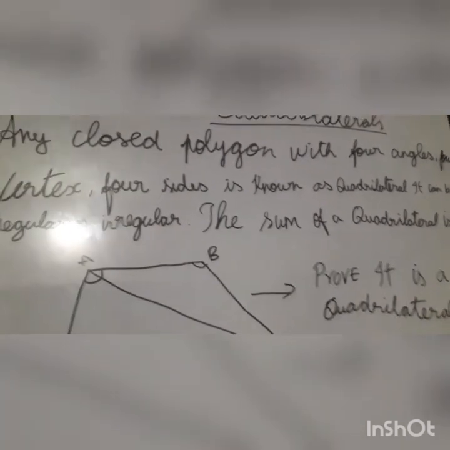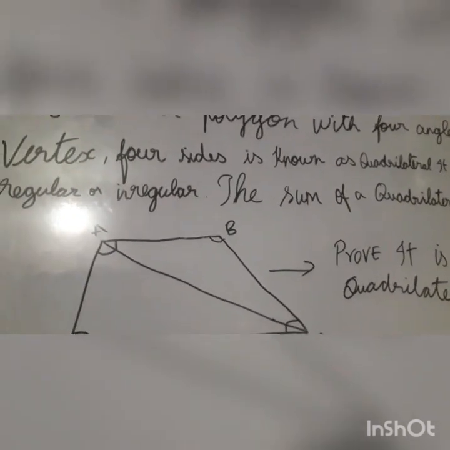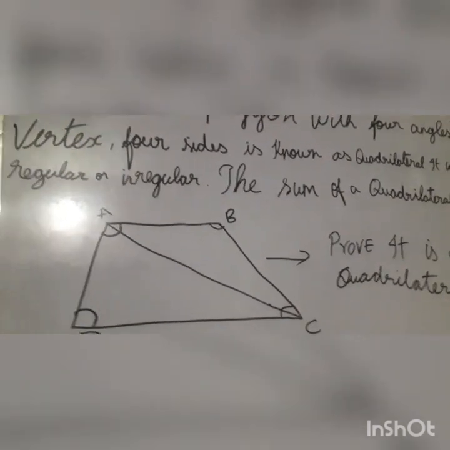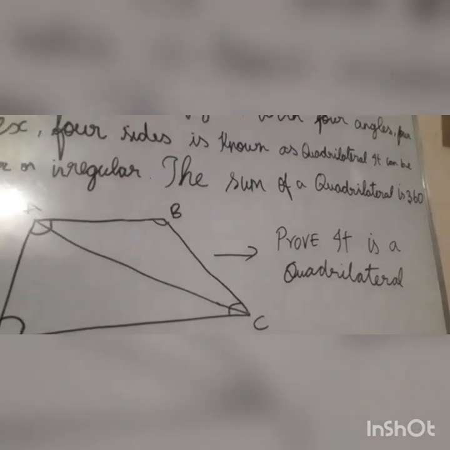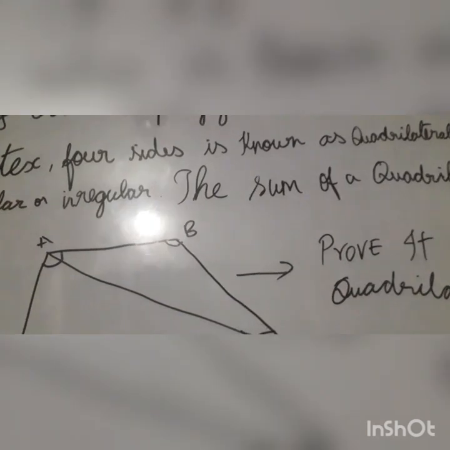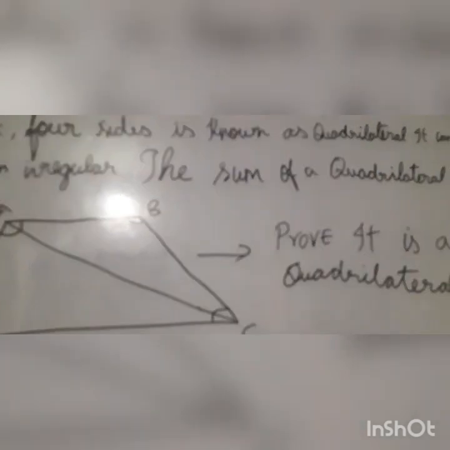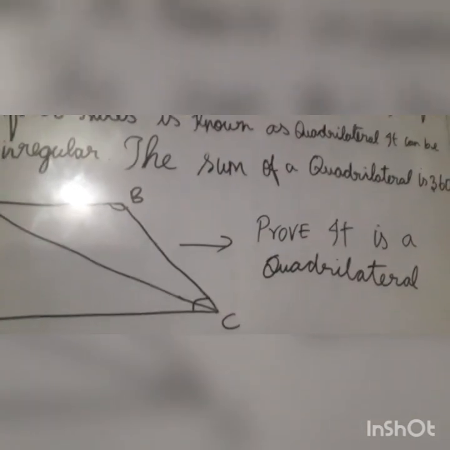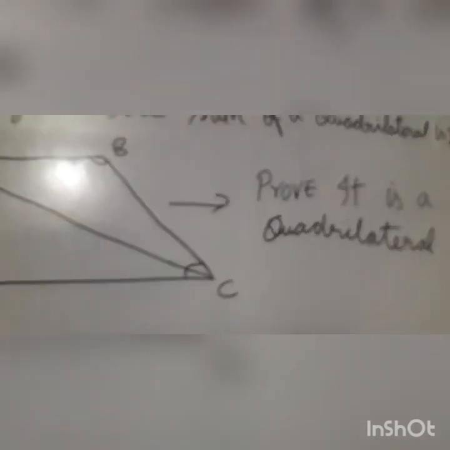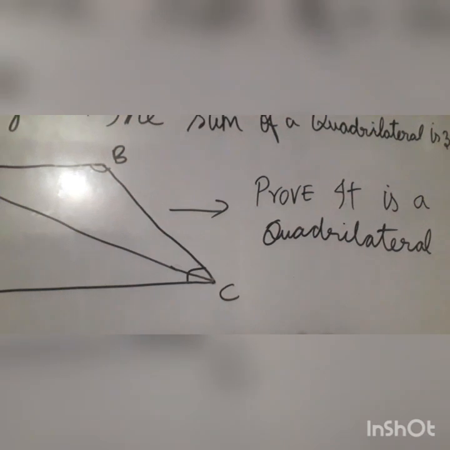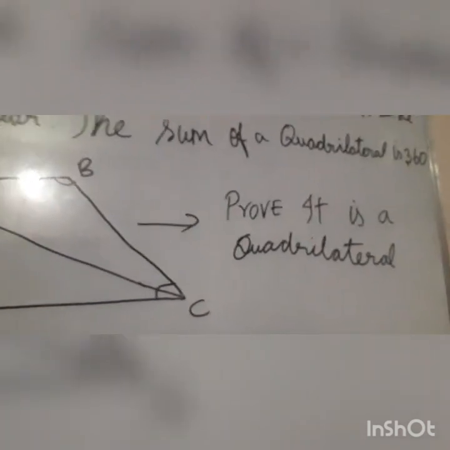It could be regular or irregular. Okay, the shape could be regular or irregular, and the sum of the angles of a quadrilateral is 316 degrees. We know in the previous chapter you learned that the sum of the angles of a triangle is 180 degrees, and now we learned that the sum of the angles of a quadrilateral is 316 degrees.